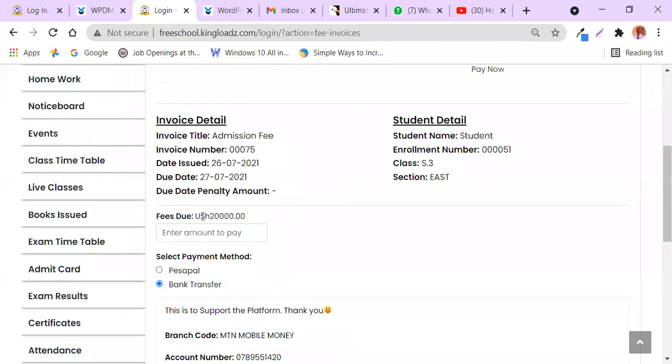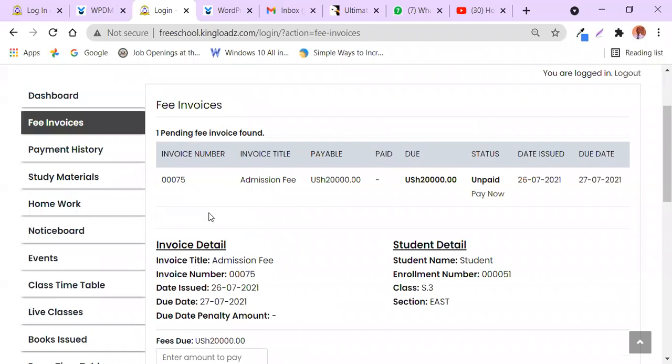Is it okay? So we shall receive it and you shall clear it and you'll be at zero. You will not have any money pending.